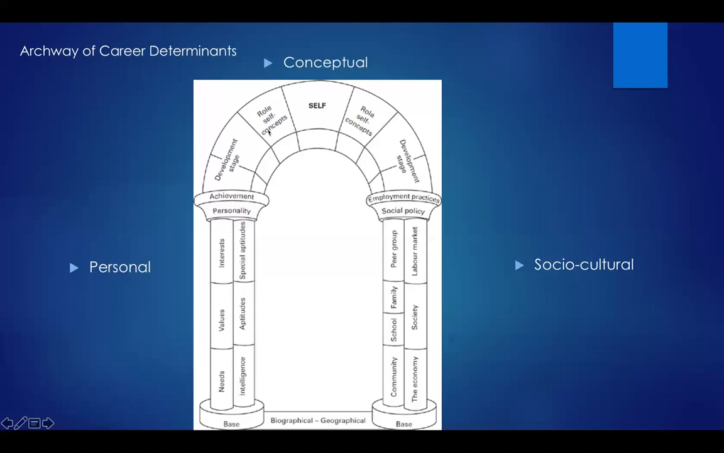And all of this goes up onto the conceptual, on how people think of themselves, how people pay attention to these roles in their lives as a parent, as a homemaker, as a leisurite, as a student, and so on. And so this is what forms the self and how people conceptualize and finally end up picking sort of careers that they're interested in. So that is Super's career theory.